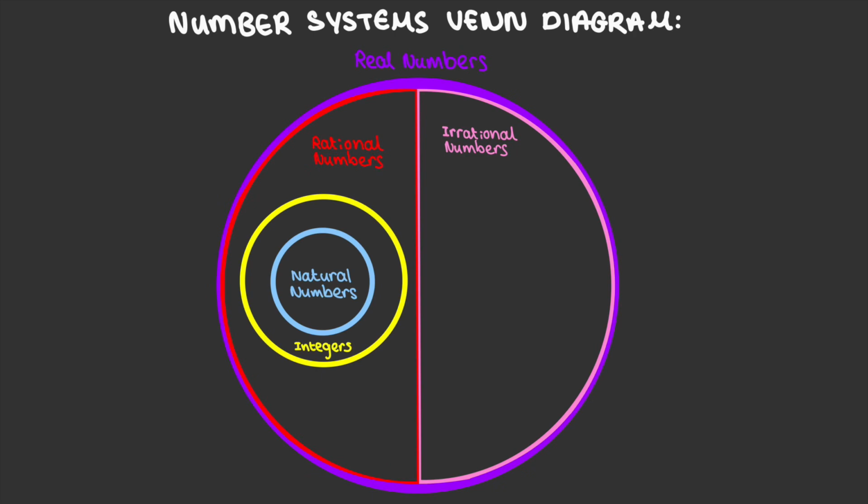This is the end of the chapter on number systems. In this chapter we covered natural numbers, integers, the order of operations, rational numbers, and then irrational and real numbers.